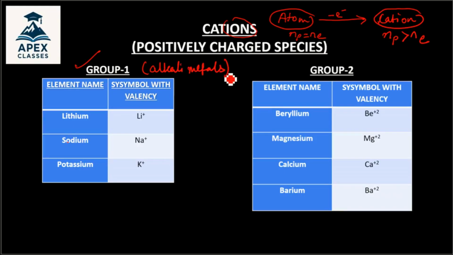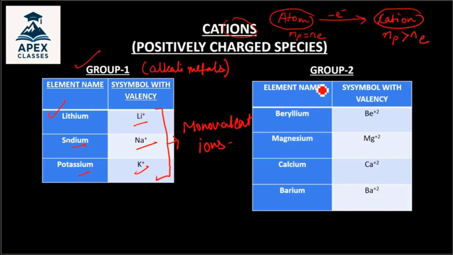Now the ionic forms of the alkali metals: the very first member is lithium, its symbol and valency is Li plus 1. For sodium it will be Na plus 1, and for potassium it is K plus 1. You need to remember it like this: lithium, sodium and potassium each have a plus 1 valency. We call ions having one valency monovalent ions. Clear?